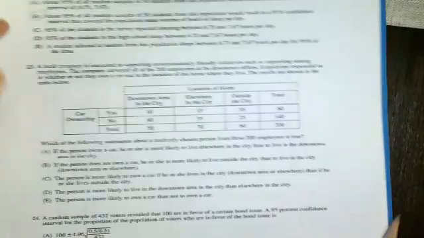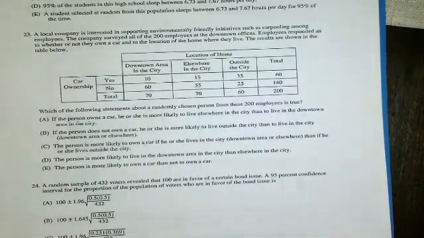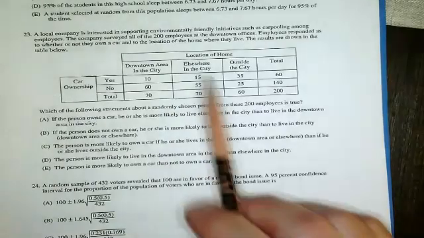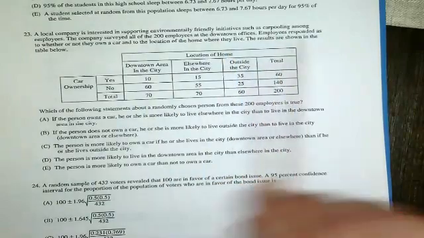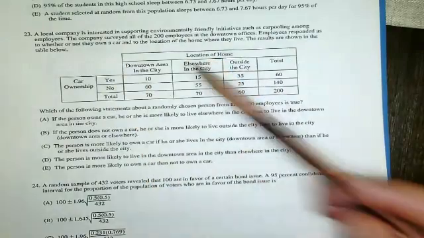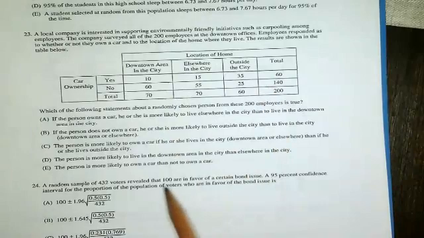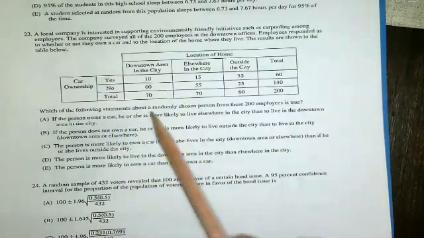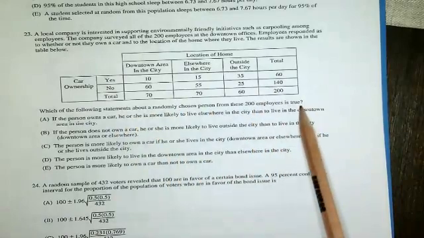Okay, so here we go on 23. A local company is interested in supporting environmentally friendly initiatives such as carpooling among the employees. The company surveyed all 200 employees who work at the downtown offices. Employees responded as to whether they'd rather not own a car in the location where they live. The results are shown in this table. Categorical data, ladies and gentlemen, categorical data. We could do a chi-squared for this, but it doesn't ask us to. Which of the following statements about a randomly chosen person from these 200 employees is true?